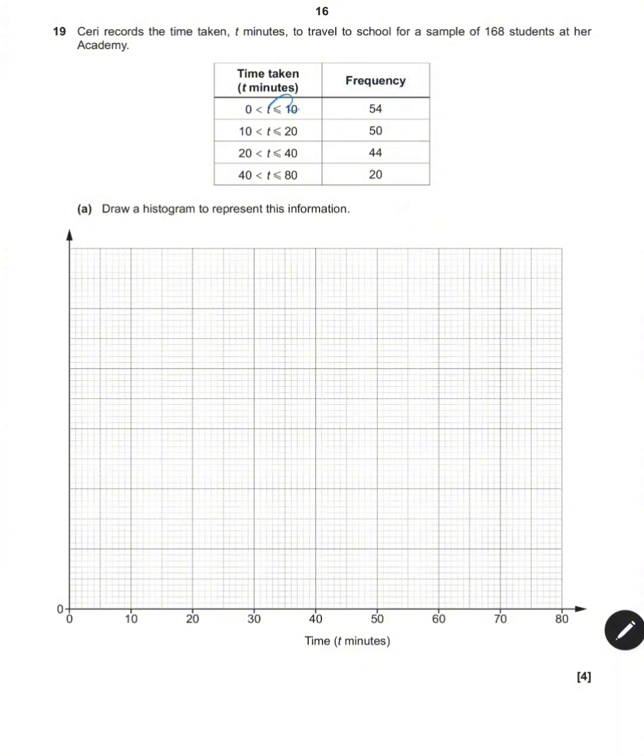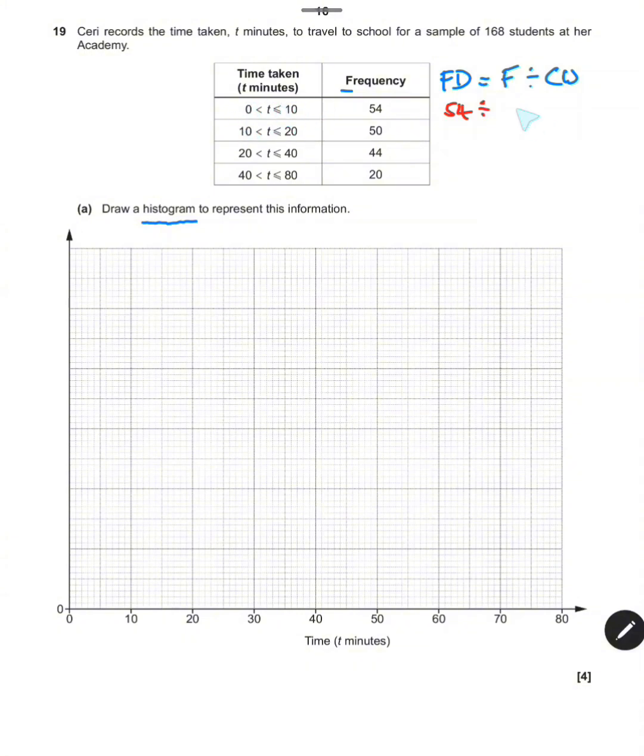Question 19, we've got information about how long it takes people to get to school. So 54 people take between 0 and 10 minutes. We're asked to draw a histogram of this information. And if we're going to draw a histogram, we need something called frequency density, which comes from the frequency divided by the class width, how wide this class interval is. So divided by class width.